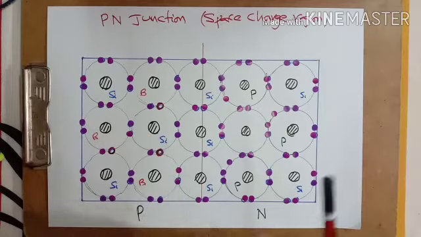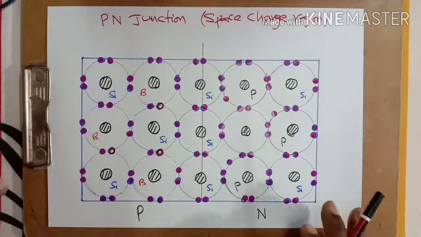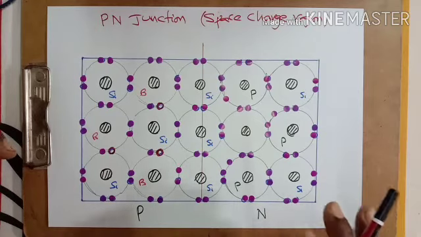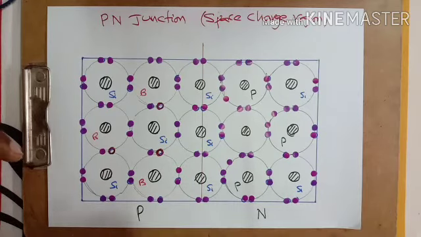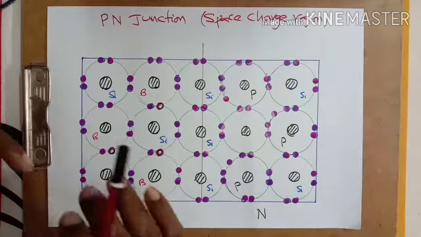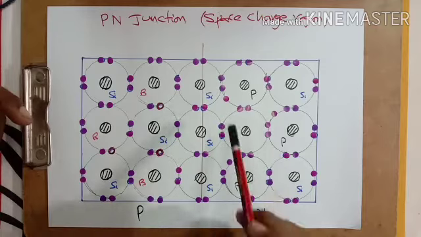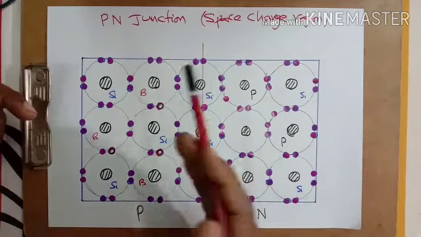So that's called diffusion of carriers. When there is a charge gradient, there is a tendency of flow of the charge from higher concentration to the lower concentration, which is called the diffusion current. So these electrons will tend to move from right to the left.